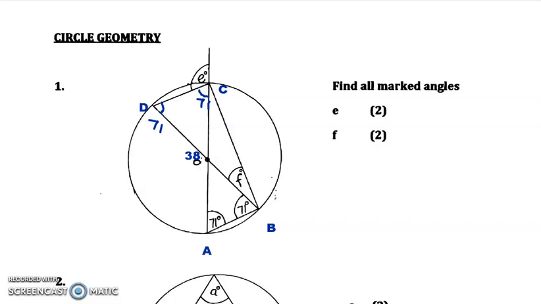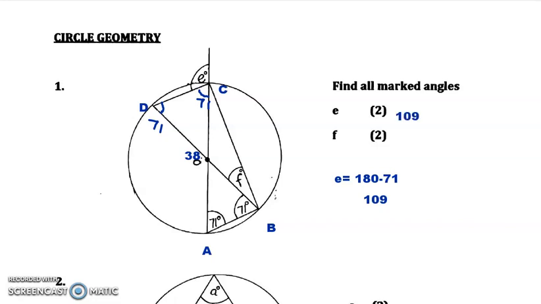So to find angle E, a straight line is equal to 180 degrees. Therefore, E is equal to 180 minus 71 degrees, which is equal to 109. Therefore, we'll put 109 here because it is the size of the angle E.